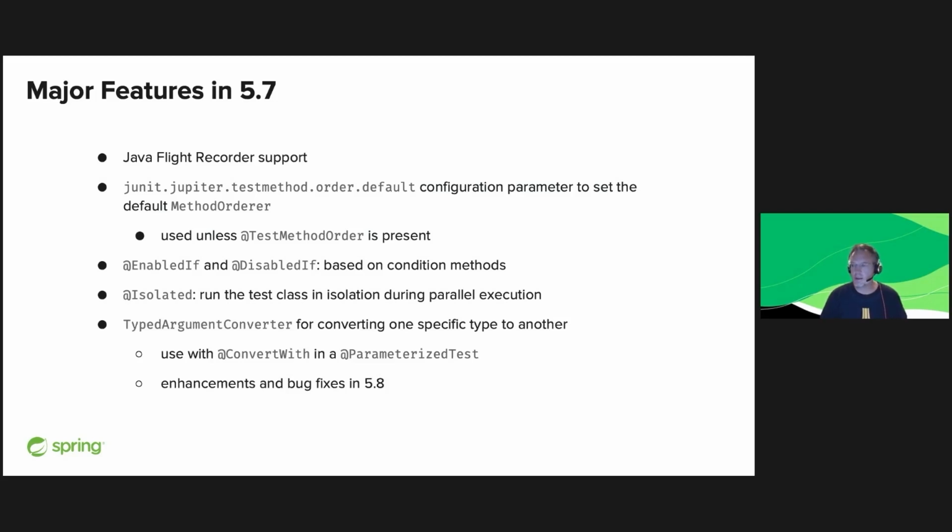Next up is a small addition for working with parameterized tests. You might be familiar with the @ConvertWith support there, so you can provide your own converter to have an argument converted when it's injected into a parameterized test. There's a new typed argument converter that basically reduces the boilerplate code and helps you to convert from one specific type to another specific type. And then in 5.8, we've had a few bug fixes for that and a few minor enhancements for that feature as well.